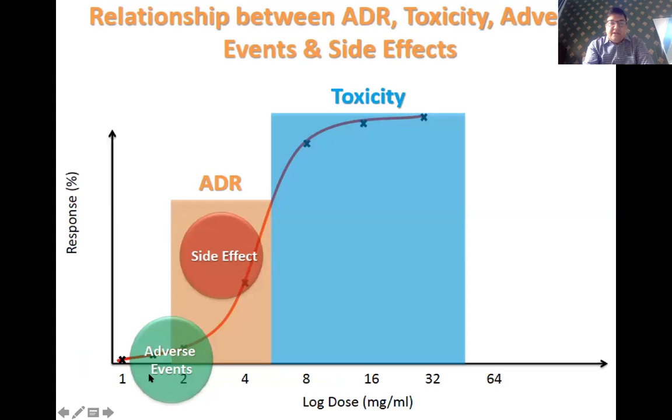So with the adverse event, you can see that it does not correlate with the dose of the drug. That means the time of intake of the drug and the effect which occurs during the therapy do not correlate. The adverse event can occur when we are on therapy, but it doesn't correlate with the intake of the drugs. While an ADR, such as a side effect, correlates with the therapeutic dose, and toxicity correlates with the very high dose range.